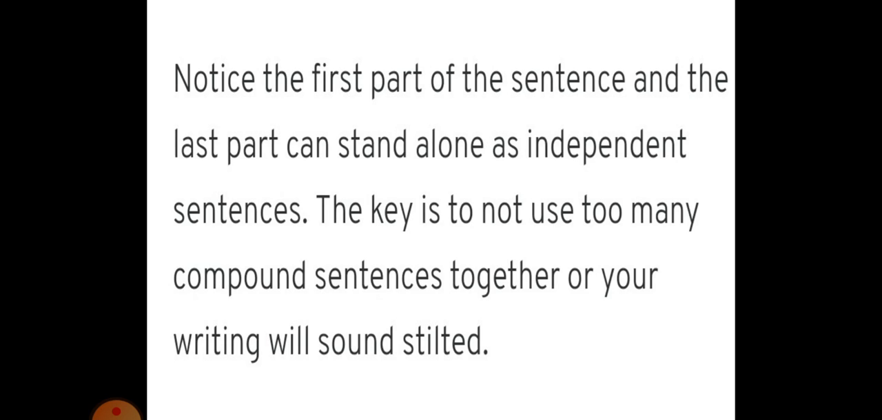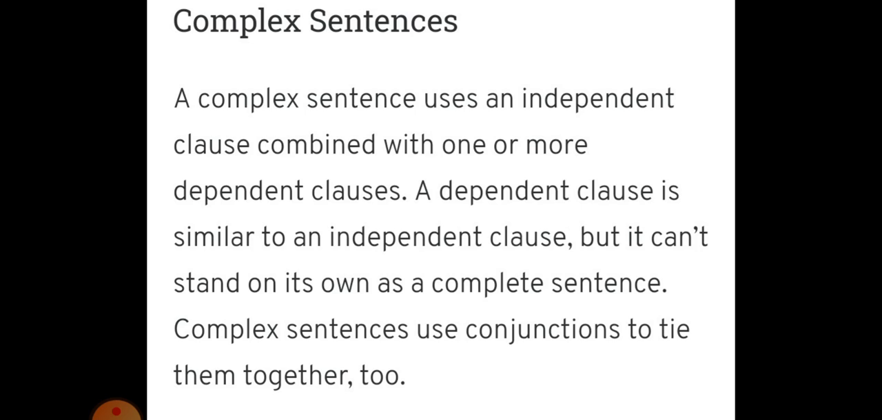The key is to not use too many compound sentences together or your writing will sound stilted. You should always try to write simple sentences, because if you are joining two independent clauses, then fine. But if you add too many clauses, too many compound sentences together, it may mess up your writing. Maybe whatever you want to say is not conveyed properly. So you should always prefer to write a simple sentence. Okay, now this is all about compound sentences.